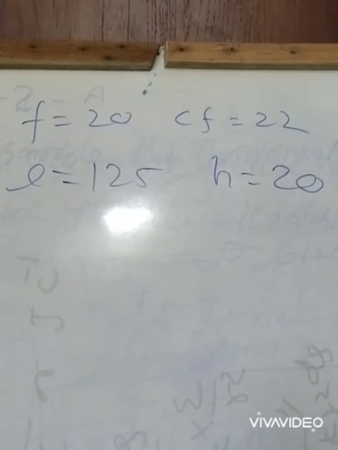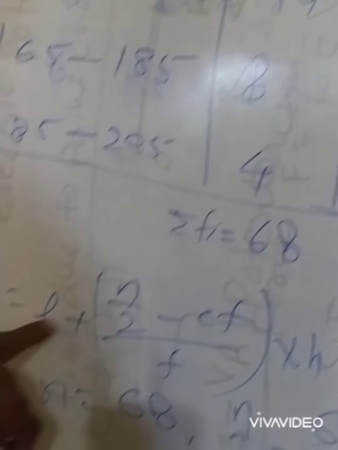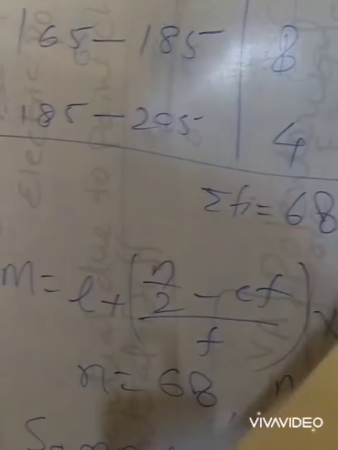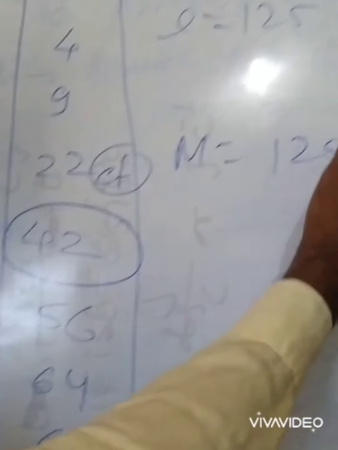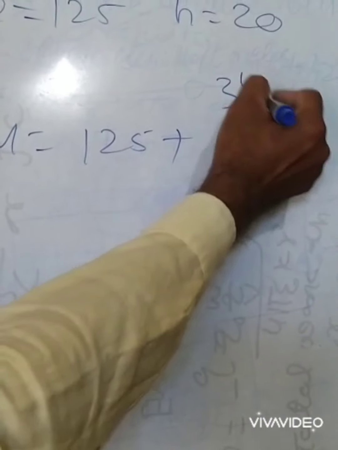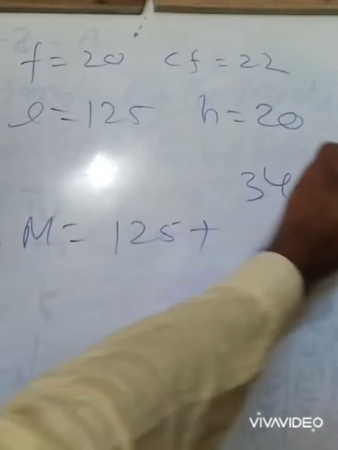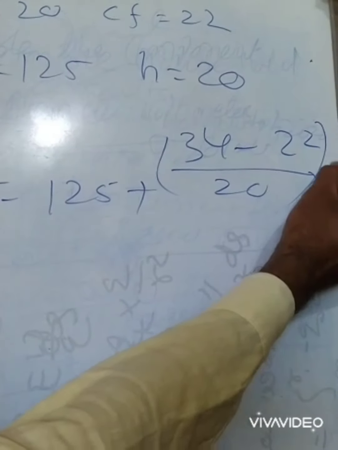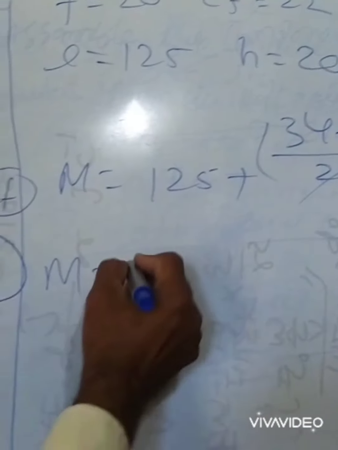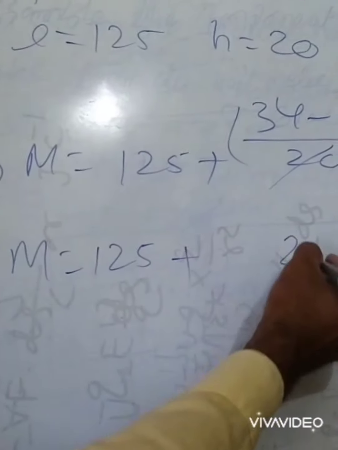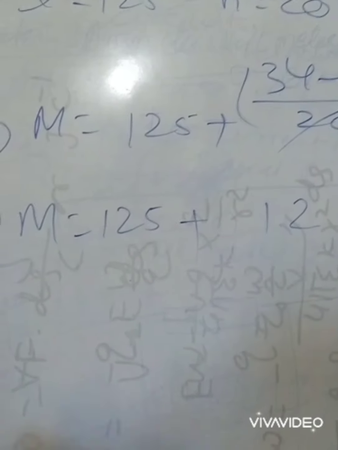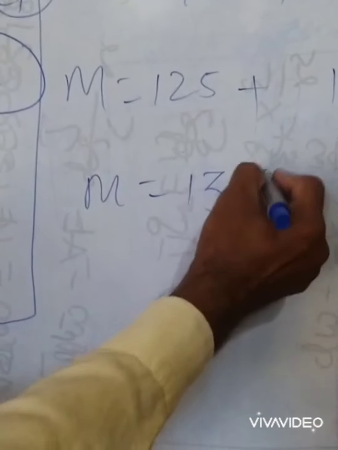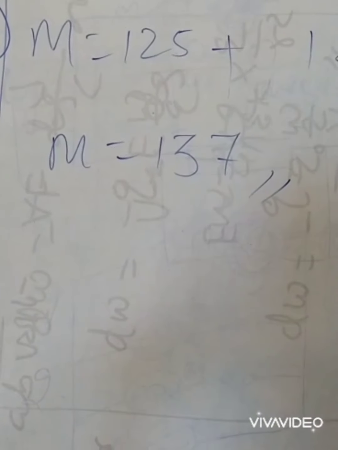So we'll put all the values in this formula of median. M is equal to L plus (n upon 2 minus CF) upon f into h. L is 125, n upon 2 is our 34, minus CF, which we have written as 22, upon 20. And what is the h? h is also 20, so this 20 is cancelled. M is equal to 125 plus 12. If I add this, I will get M is equal to 137. So our median is 137.